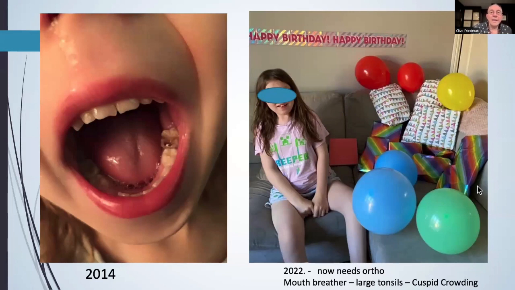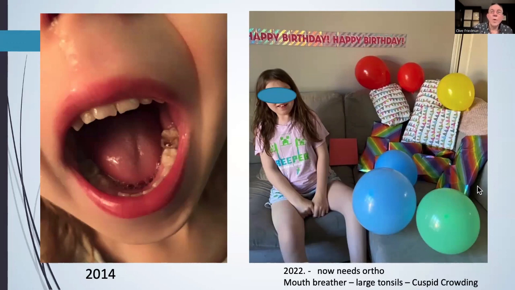This young lady is really fairly young. She needs orthodontics. She's a mouth breather. She has very large tonsils. She can't really move her head and her neck because she's immobile, and she's got crowding of her upper teeth. What do we do, and how can we make her life any better?